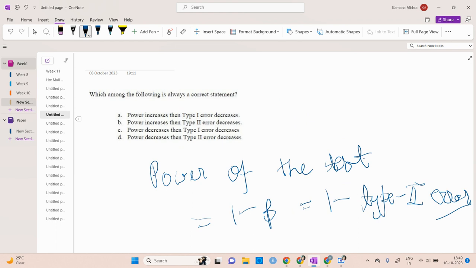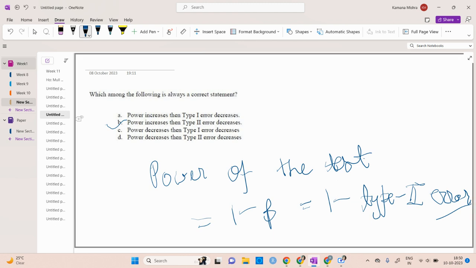So we can see that the power of the test is directly dependent on type 2 error. So it is 1 minus. So when type 2 error increases, the power decreases, right? When type 2 error decreases, then power increases. So this one is not true. Type 1 is not dependent, and when type 2 error decreases, power increases. So this one will be the correct answer. If type 2 error decreases, the power of the test will increase, right?